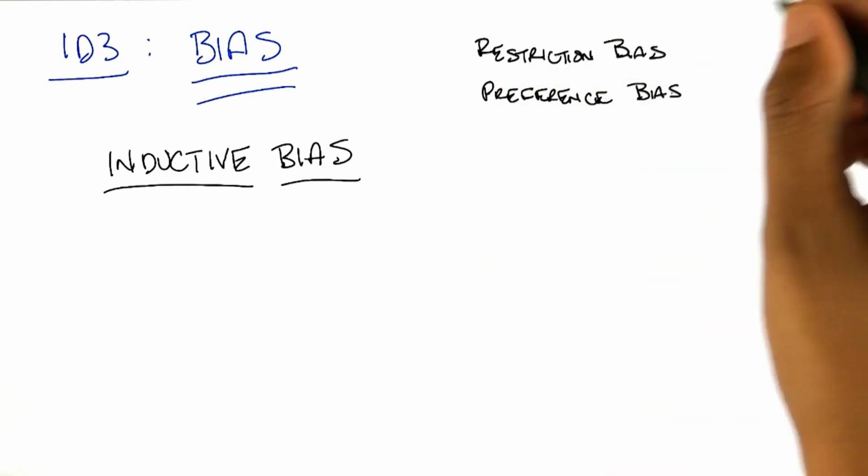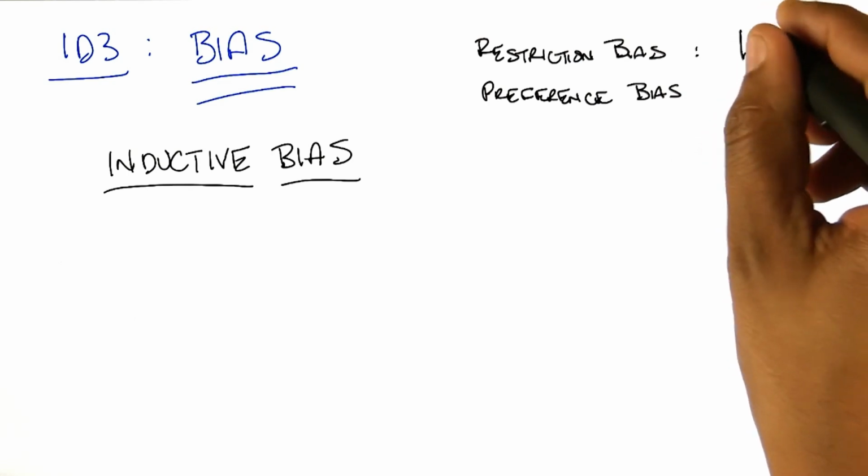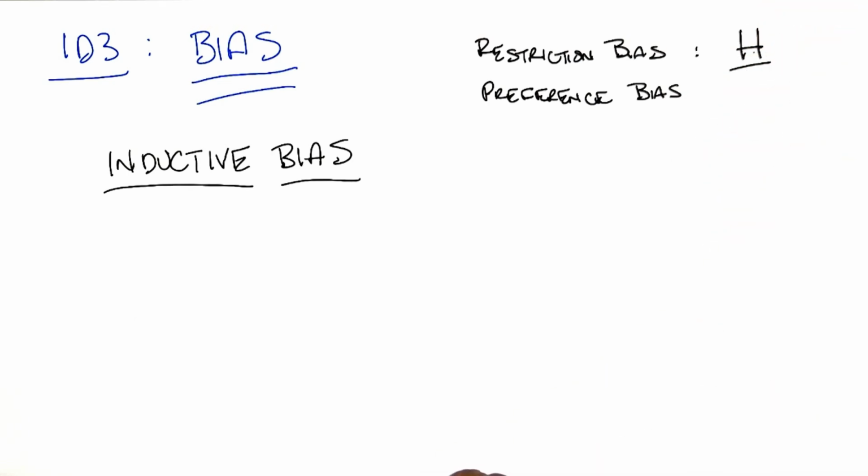So a restriction bias is nothing more than the hypothesis set that you actually care about. So in this case, with decision trees, the hypothesis set is all possible decision trees. Okay? That means we're not considering y equals 2x plus 3. We're not considering quadratic equations. We're not considering non-Boolean functions of a certain type. We're only considering decision trees and all that they can represent and nothing else. Okay? So that's already a restriction bias.